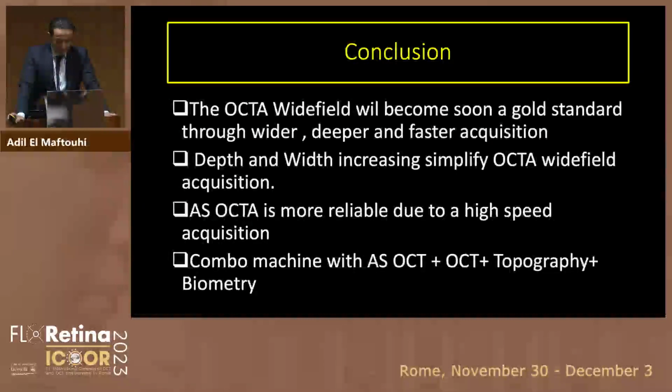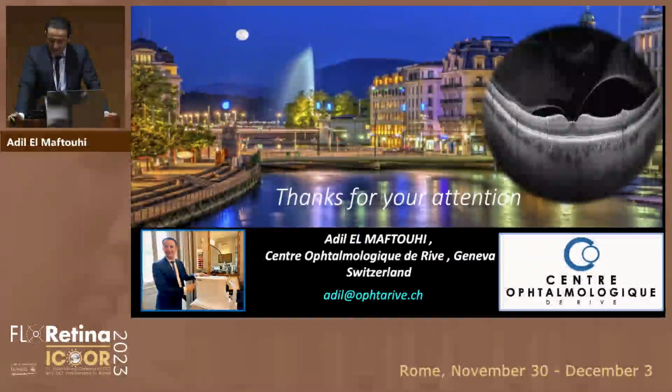Depth and width increasing simplify OCTA wide field acquisition, and anterior segment OCTA is more reliable due to high-speed acquisition. A combo machine with anterior segment OCT, B-scan, and corneal topography, plus biometry, brings a beautiful combo machine. And thank you for your attention.